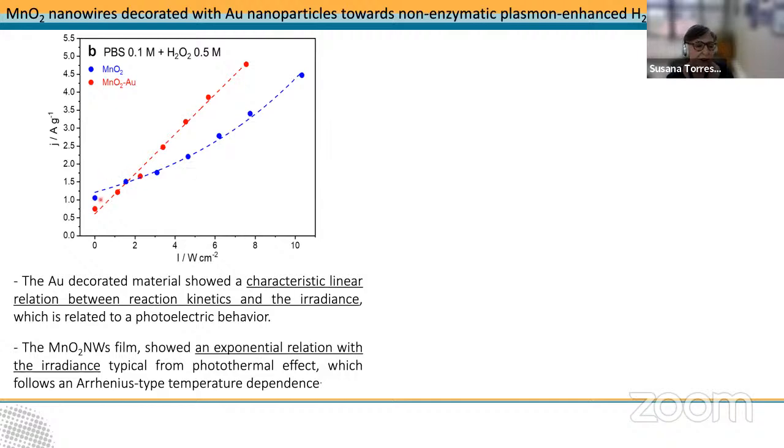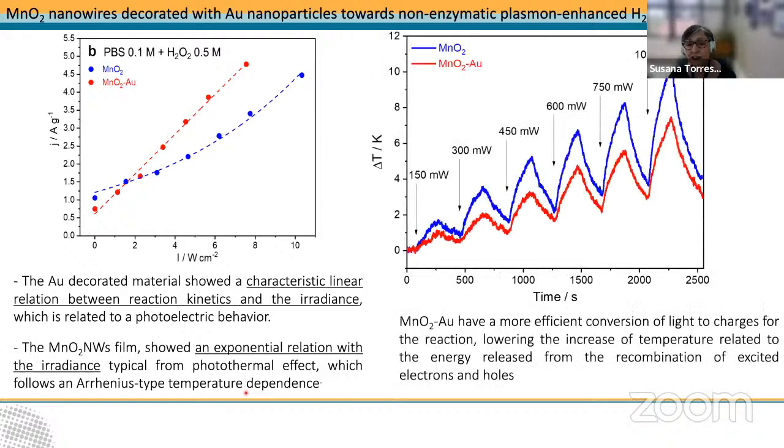When we have no plasmonic material, which is the blue line, we show an exponential relation with the irradiance, typical of the photothermal effect, which follows an Arrhenius type temperature dependence. The other thing that we can see here, if we follow the change in temperature during the illumination with different powers, is that the manganese oxide decorated with gold has a more efficient conversion of light to charges for the reaction, lowering the increase of temperature related to the energy release from the combination of excited electrons and holes.